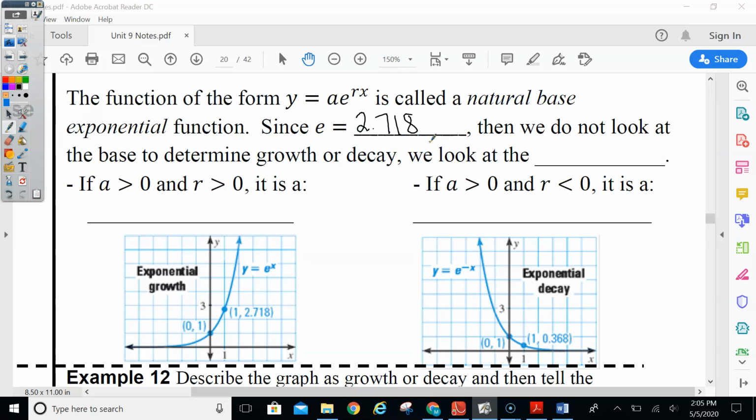So since it's that number, it's always going to be that number. We really don't look at the base to know if it's growth or decay. We have to look at the exponent. Because e will always be e. So here, if I say y equals e to the x, I'm basically saying y equals 2.718 to the x power. So this one, since it's a positive number, and since the exponent's positive, it's just a 1 there, this is exponential growth. This is a growth function.